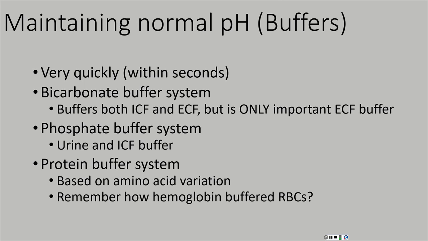Now, if we have a normal pH, then it means that our body must have a way to keep that pH within a certain range. And there are a few mechanisms that it uses to do that. The fastest of which is a buffer system. Remember in chapter 2, a buffer is just something that resists change in pH. And they're very, very quick. These buffers work within just a matter of seconds or even less than that.